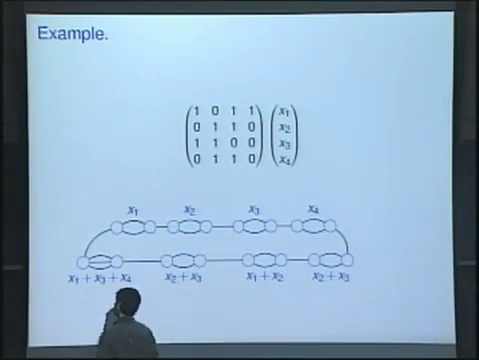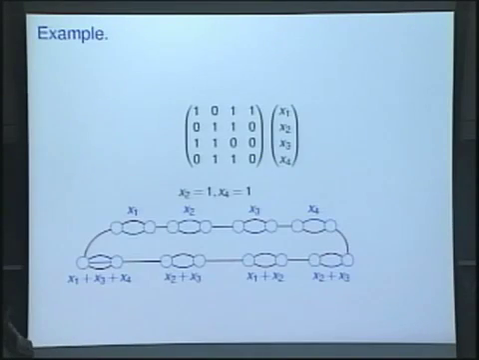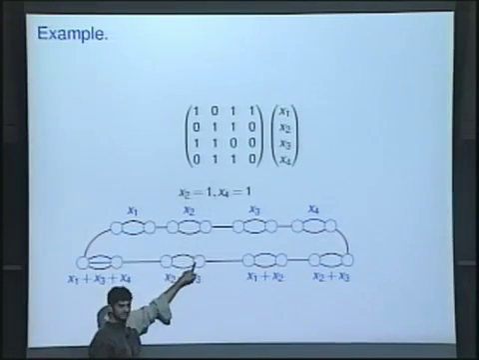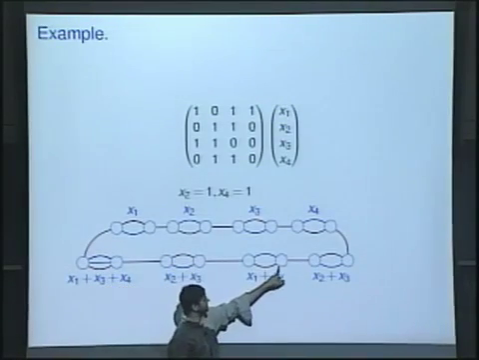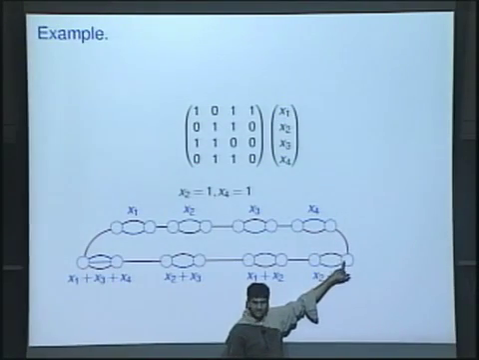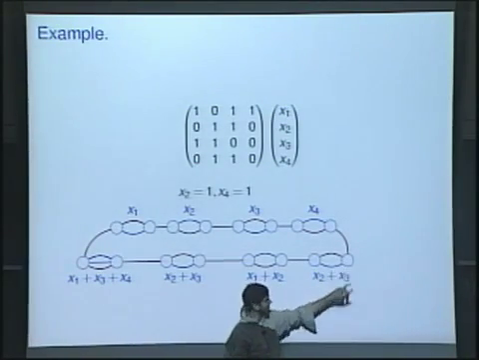So here's a solution. It says x1 is 0. This equation is satisfied by the fourth variable. This equation is satisfied by the second variable. This equation is satisfied by the second variable. This equation is satisfied by the second variable.